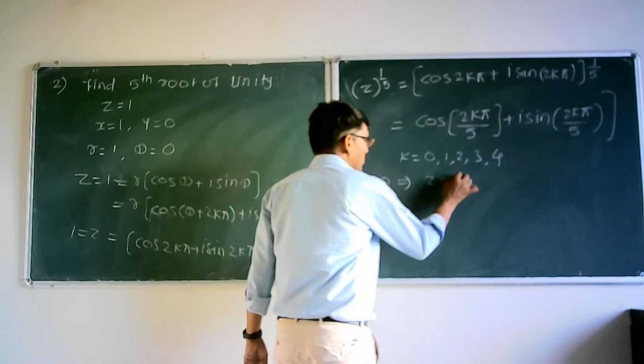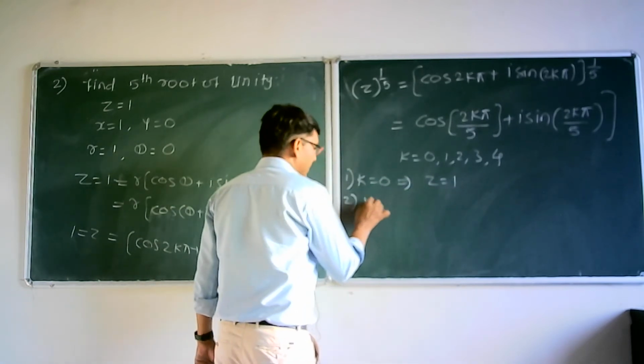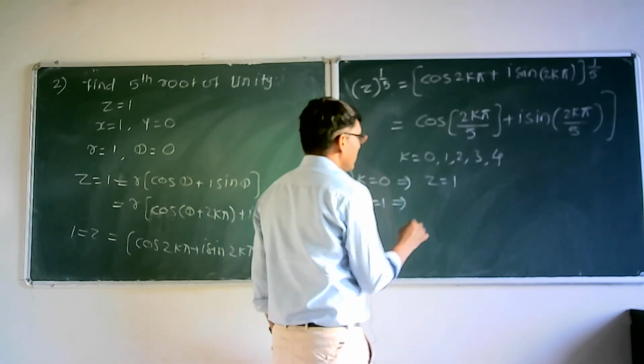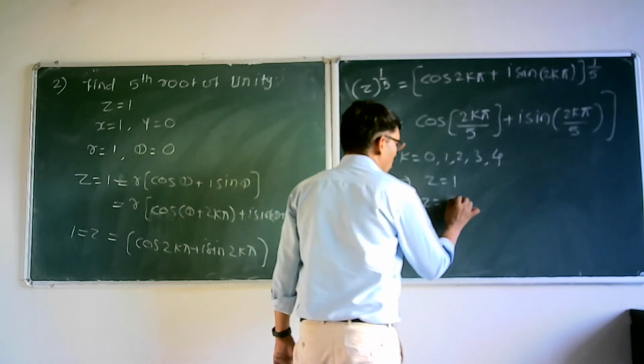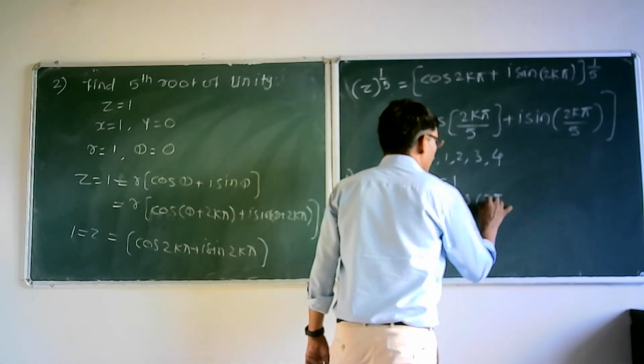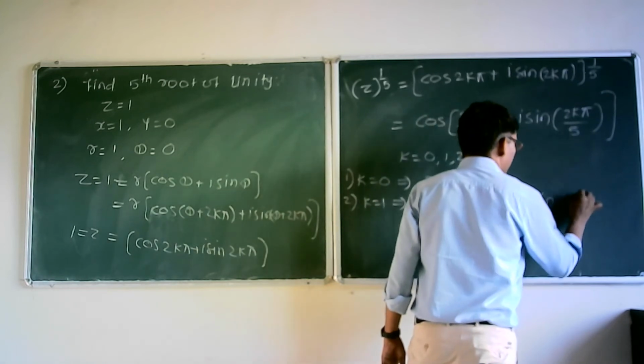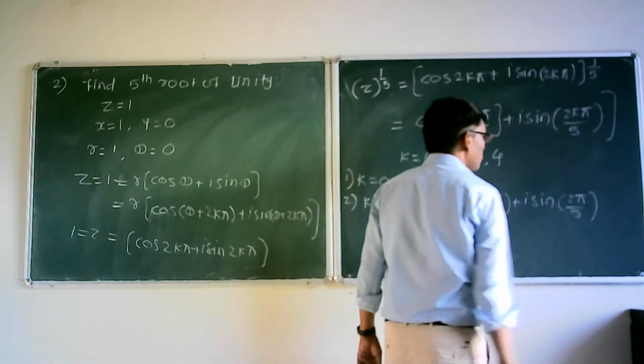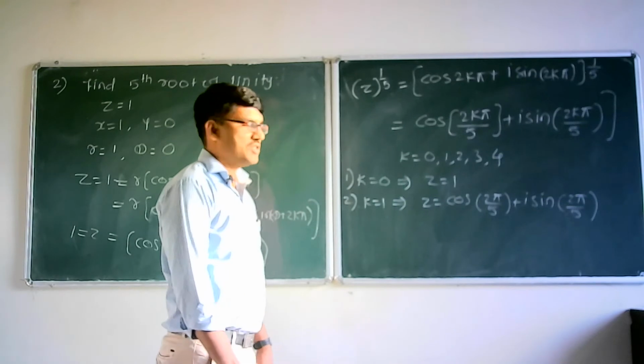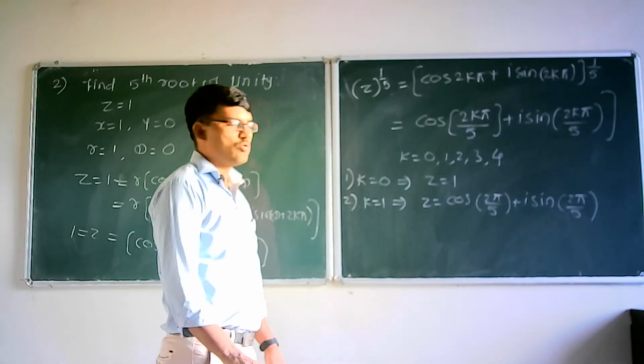So first root is what? 1. Second, we put k is equal to 1. Then here it is what? Second root is what? Cos 2 pi by 5 plus i times sin 2 pi by 5. By using this formula, you can find the second root of a complex number.